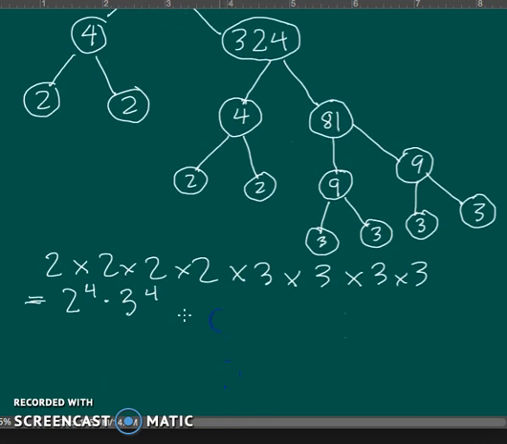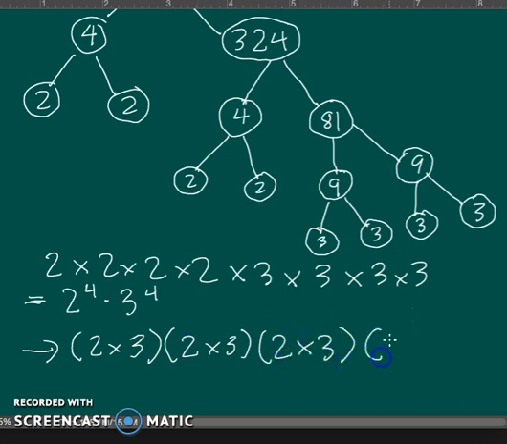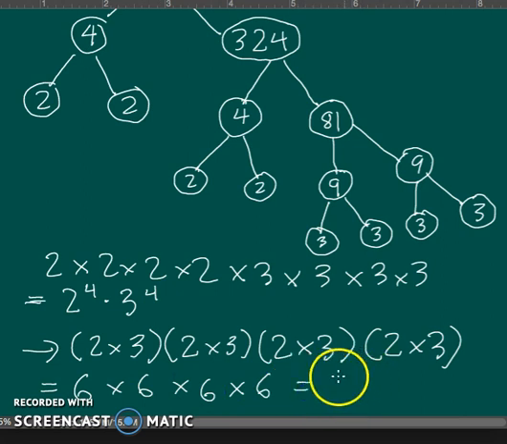Or we can rewrite it as, looking at our tree that we made here, we can think of it as 2 times 3 times 2 times 3 times 2 times 3 times 2 times 3. So what are all of these? We basically have 6 times 6 times 6 times 6, which is equal to 6 to the power of 4.